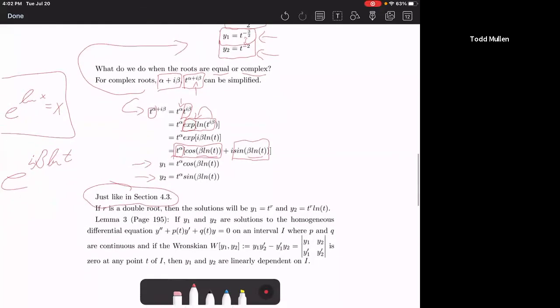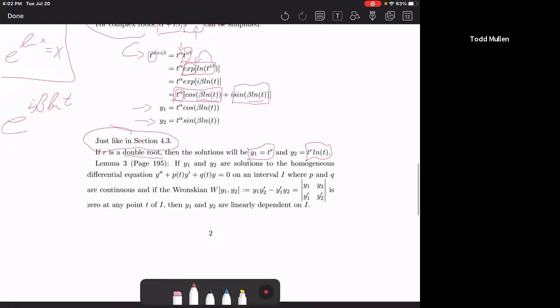Now, if we go to the equal roots question, if r is a double root, then the solutions will be y1 is equal to t to the r, but y2 will be t to the r times ln of t.